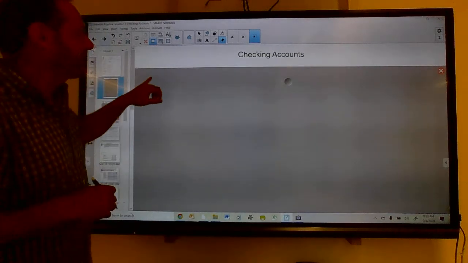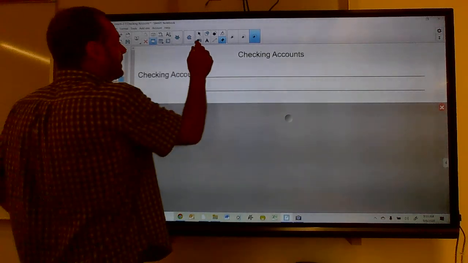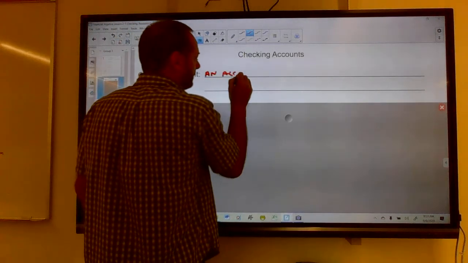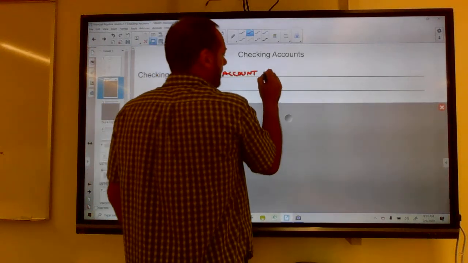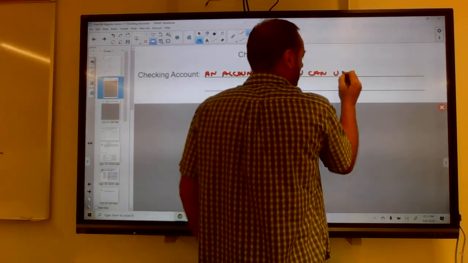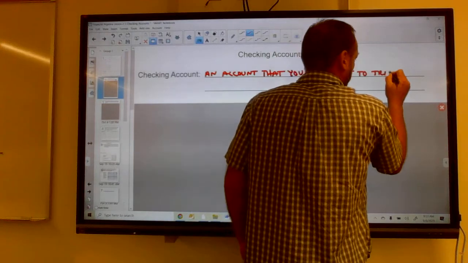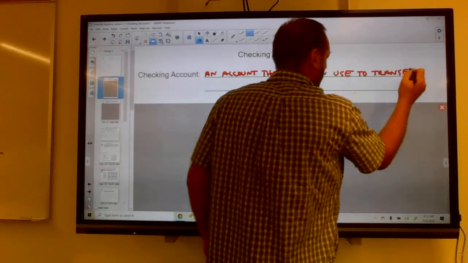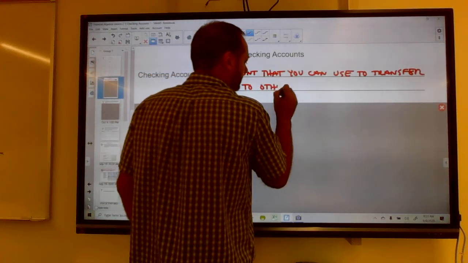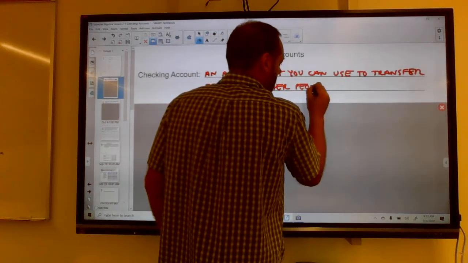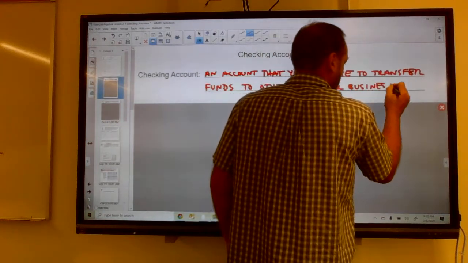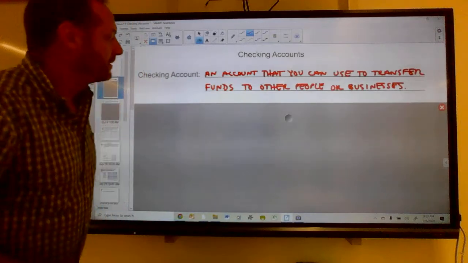So, checking accounts. What's a checking account? A checking account is an account that you can use to transfer funds to other people or businesses. Okay.